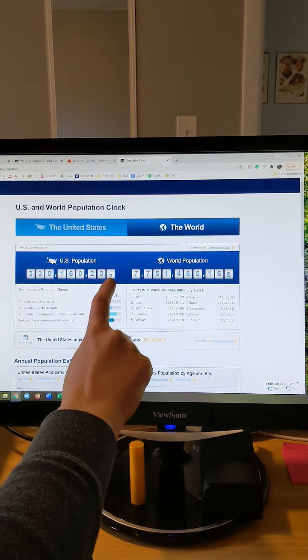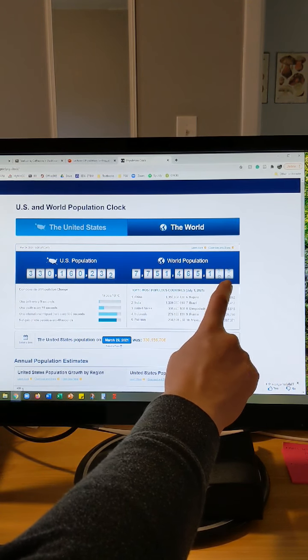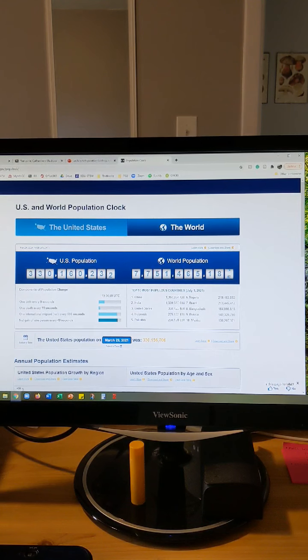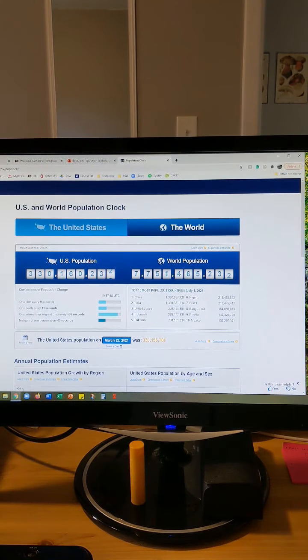Notice how slowly this is moving compared to the world population. So we're at 7.75 billion right now. And this is being recorded on March 24th. So when you check it out for lecture later in the week that you're currently in, this is going to be higher, much higher.